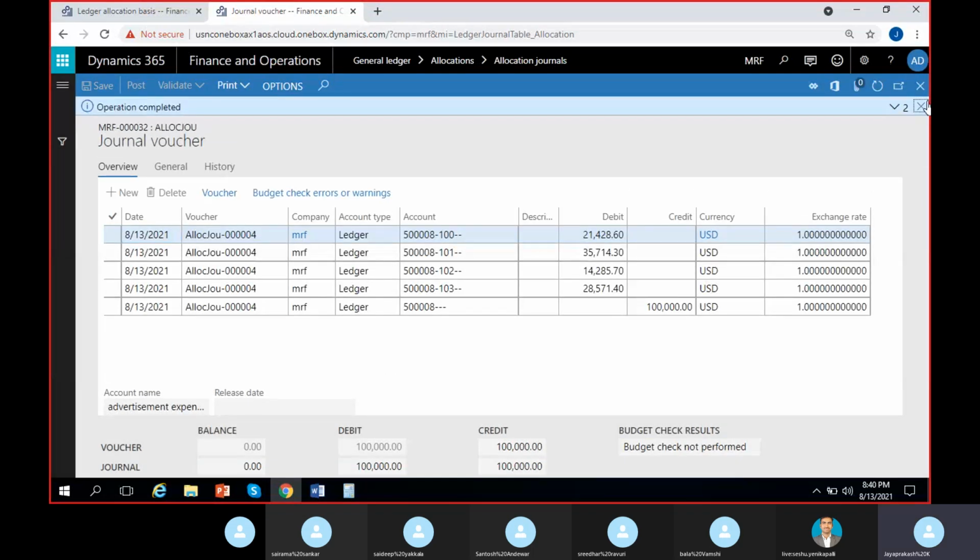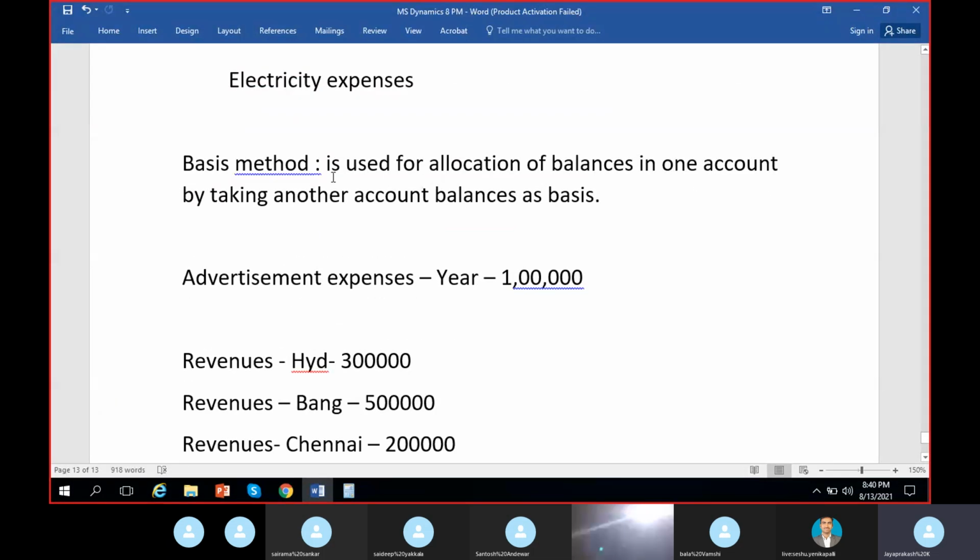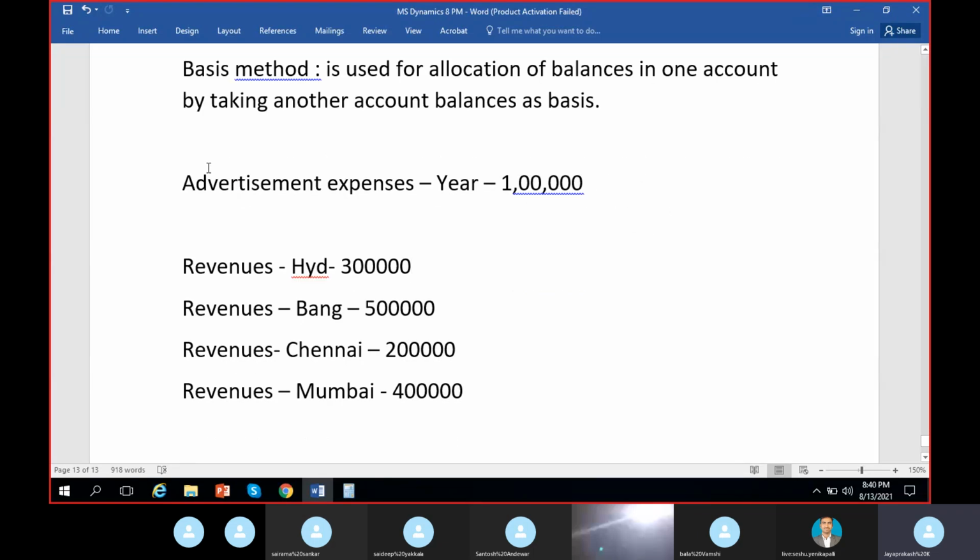So it is posted. That is all about the basis method, guys. In an interview, when they ask the question about the basis method, you can say this definition, it is used for so and so purpose. Then you can clearly explain this example. Take the same example and say, we have a prominent example for the basis method. You can take these expenses.